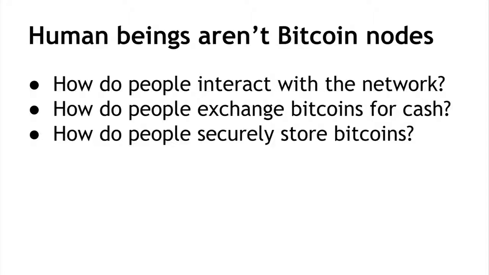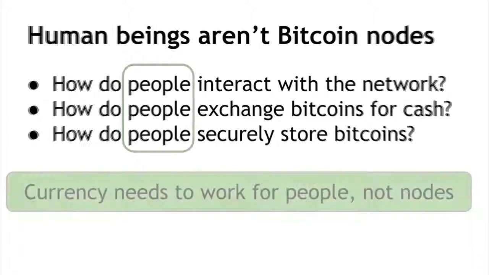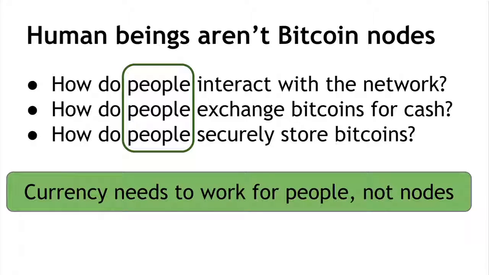In the next lecture, given all these mechanics we've introduced, we're going to look at the human side of things. Because after all, human beings aren't Bitcoin nodes, and you're never going to run a Bitcoin node in your head. So how do you as a human actually interact with this network to get it to be usable as a currency? How do you find a node to tell about your transaction?